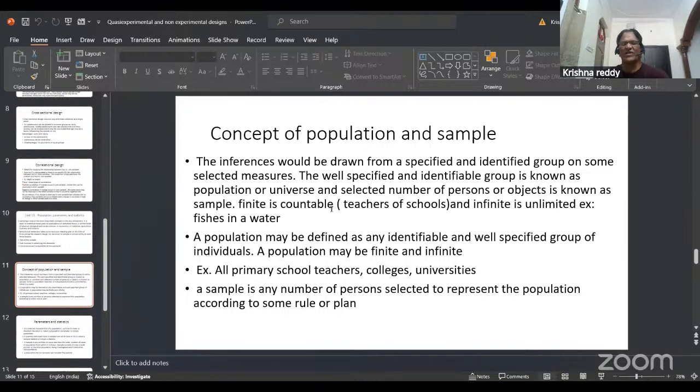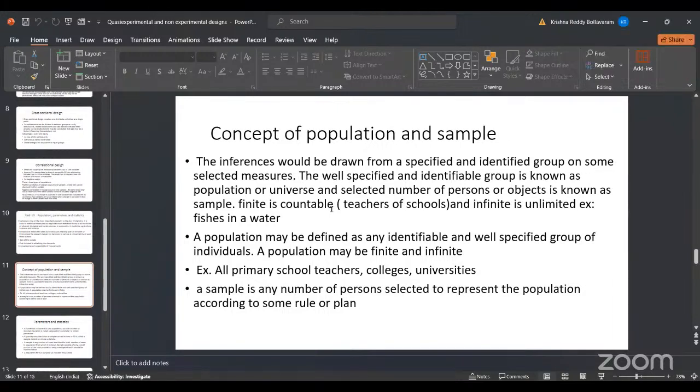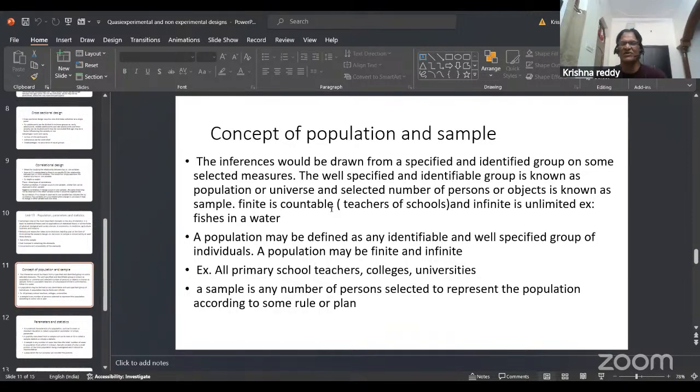For example, how many teachers are there in Telangana? That is the population. How many lecturers are there in degree colleges? That is the population of lecturers in the degree colleges. It may be infinite, unlimited, like fishes in water. At times it's finite. You can identify them, you can catch them, isn't it? When they are an identifiable group, you can catch them.